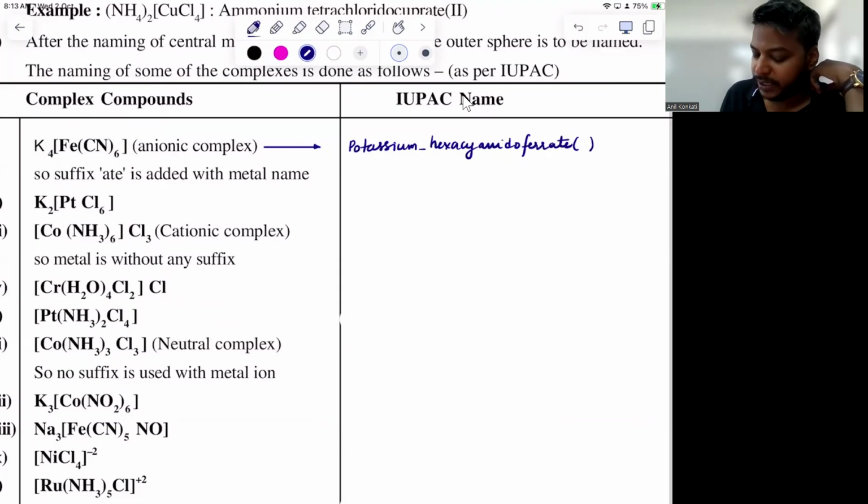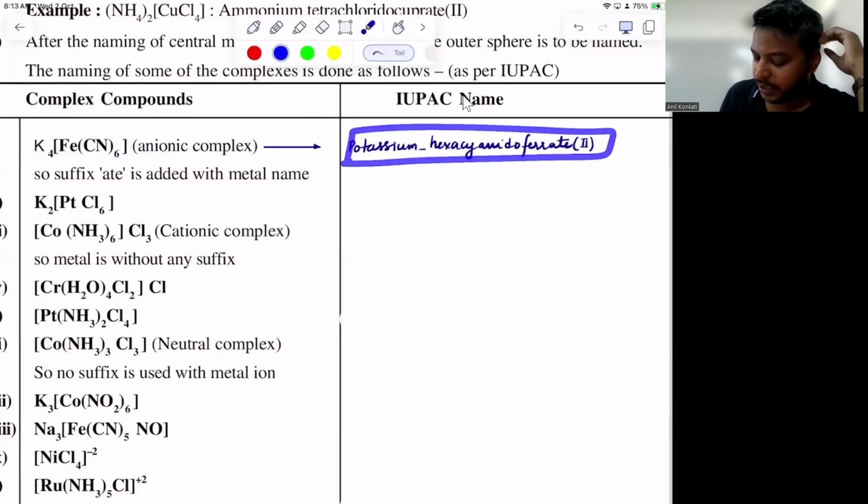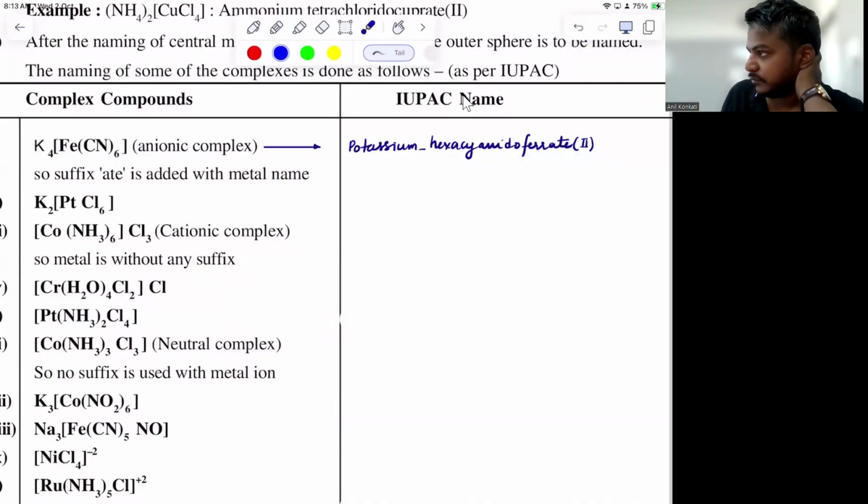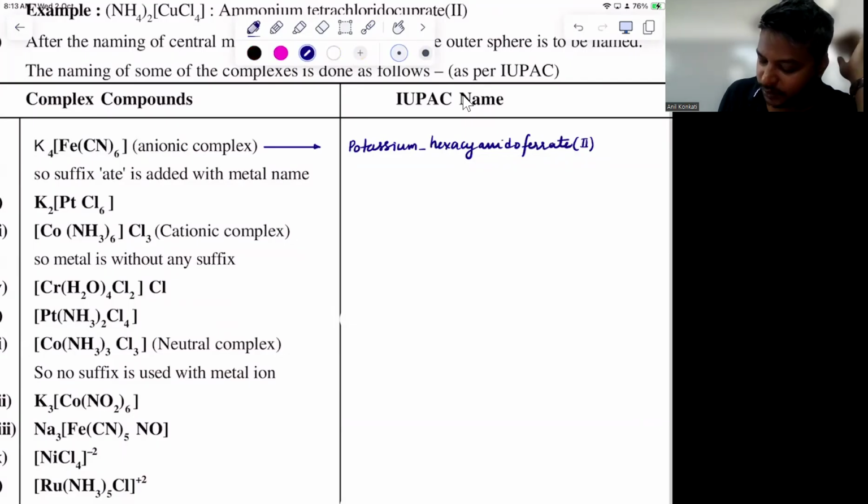What is the charge we will write? Check out the oxidation state, which is +2. That's it. This is where you will end it. On that basis, write the next one.